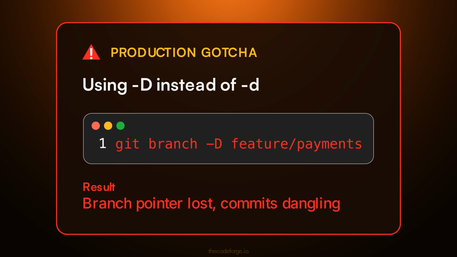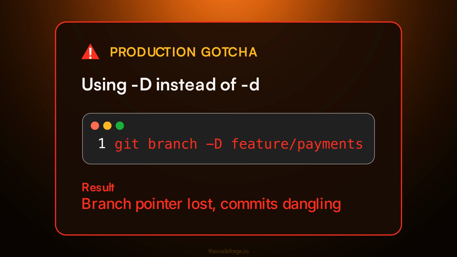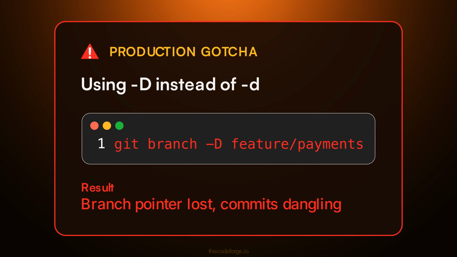Using git branch -D forces deletion even if the branch has unmerged changes. This removes the branch pointer, but leaves the commits as dangling objects. Always use -d to get a warning if the branch isn't merged.